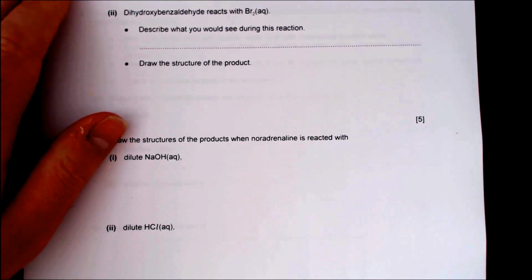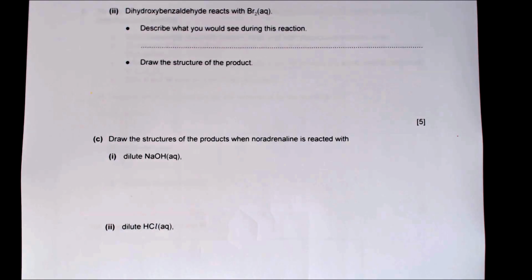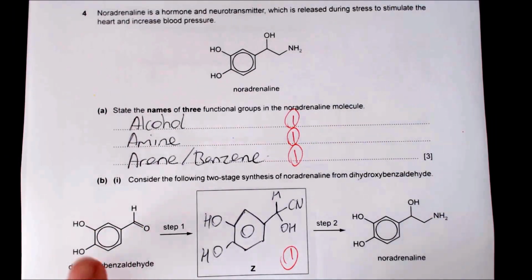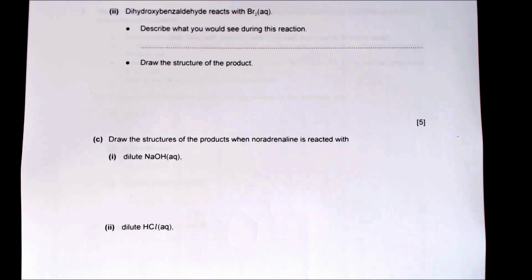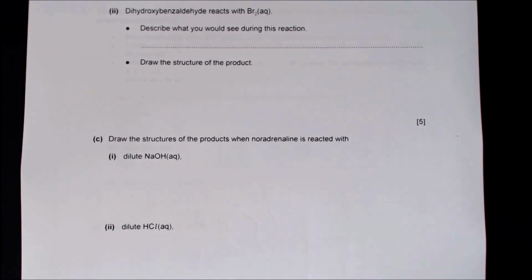Right, okay, so it says dihydroxybenzene benzaldehyde reacts with Br2. Describe what you would see during this reaction. Okay, so when it reacts with this, it's quite an open molecule, so it's weakened in terms of the benzene structure. But when we add bromine to this, it will decolorize it because you'll have a substitution reaction, and it will go onto the benzene ring. If I can get my words out.